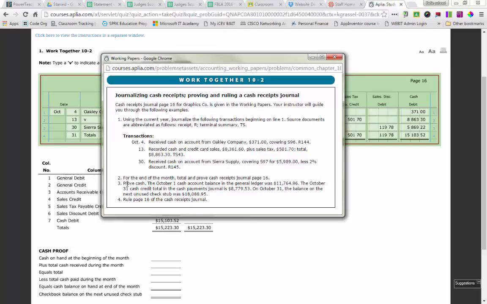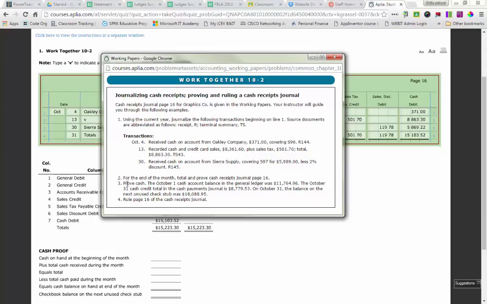So you will always find that the starting cash will be the amount in the ledger prior to posting the totals for this month, and in this case they gave it to us in the instructions. We can see here they said our beginning cash balance was $11,764.96. To prove our cash, we have to get it to equal what our checkbook says. We do that by taking our cash balance, adding our cash receipts, we get a total, and from there we subtract our cash payments, which would come from our actual cash payments journal.